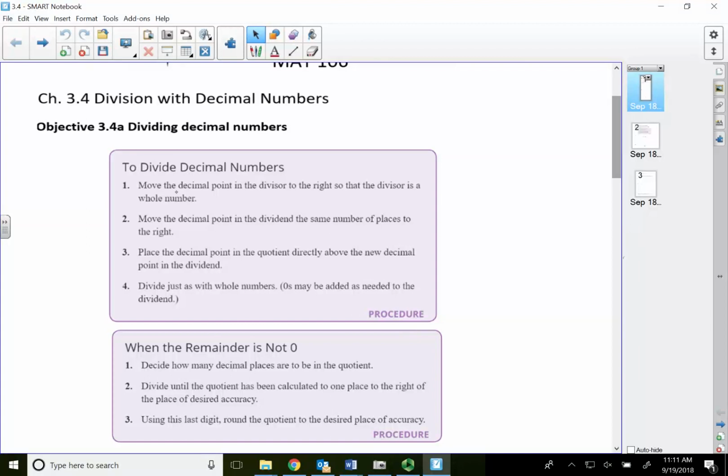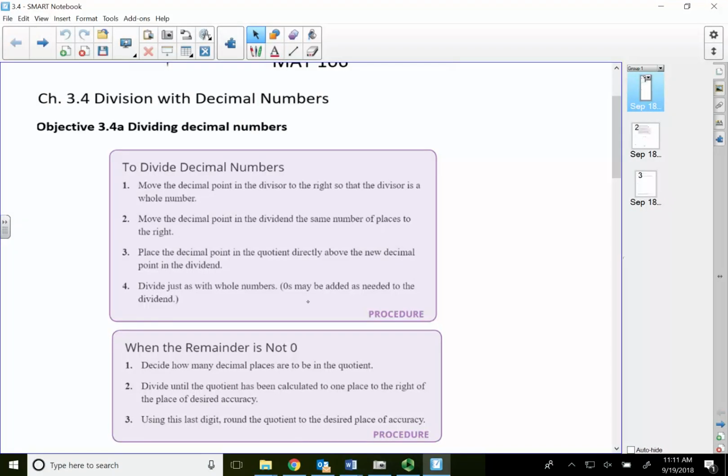To divide decimal numbers, we need to move the decimal point in the divisor to the right, so the divisor is a whole number. That's the first thing we have to do. Then move the decimal point in the dividend, what's inside the long division, the same number of places to the right. Then we place a decimal point in the quotient directly above the new decimal point in the dividend. Then divide just like with whole numbers.